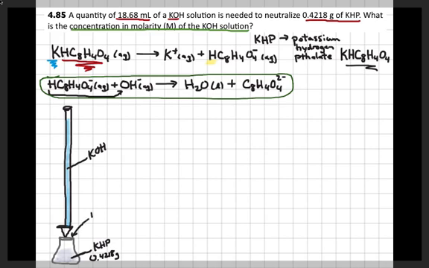And we'll know that happens because we're going to add an indicator to the solution. Usually for these types of acid-base reactions, the indicator is a compound called phenolphthalein. Phenolphthalein is colorless in the acidic KHP solution, but then will turn pink when you're just past the end of the reaction and there's just a slight excess of hydroxide.